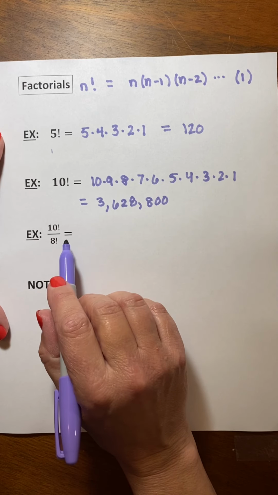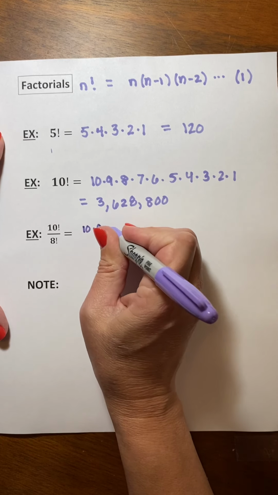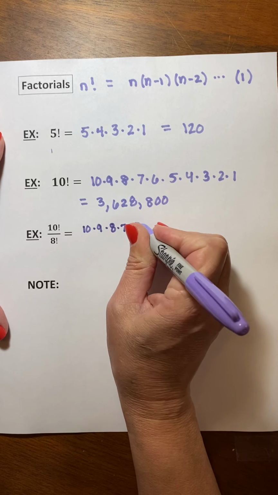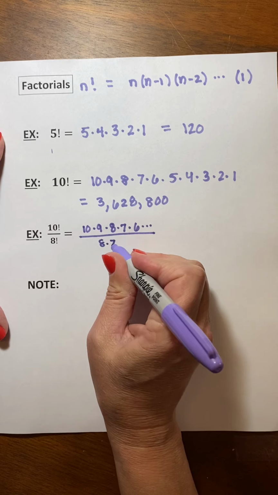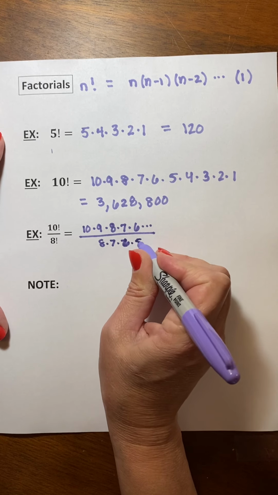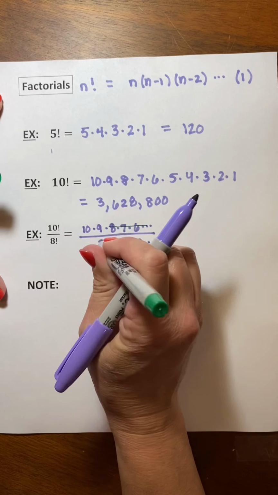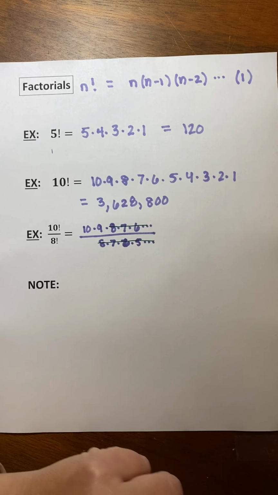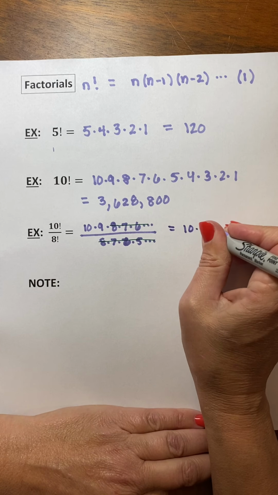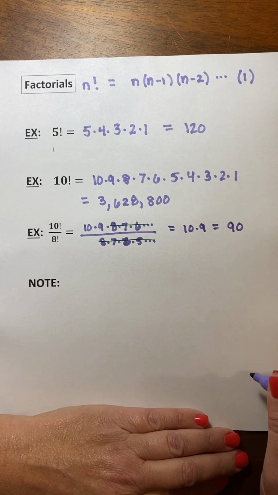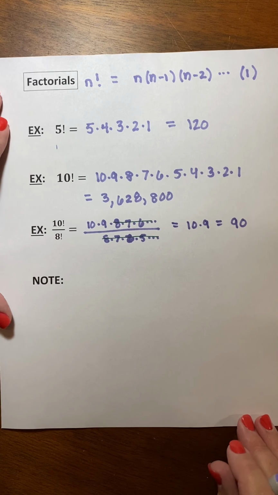All right, doing algebra with factorials can come in handy. Notice 10 factorial over 8 factorial is going to be 10 times 9 times 8 times 7 times 6, and I'm not even going to write them all down, over 8 factorial, which is 8 times 7 times 6 times 5 all the way down. And notice the factors 8 down in the numerator cancel with the factors 8 down in the denominator. And it's going to be just 10 times 9, which is 90. So neat things, neat properties, and cool algebra things.